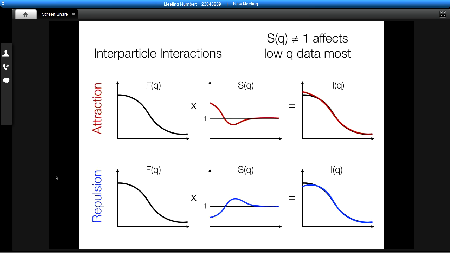Hey Jason, I'm just going to pause for a second. Am I able to, can you see my mouse? Oh, yes, I can see your mouse. Oh, okay.